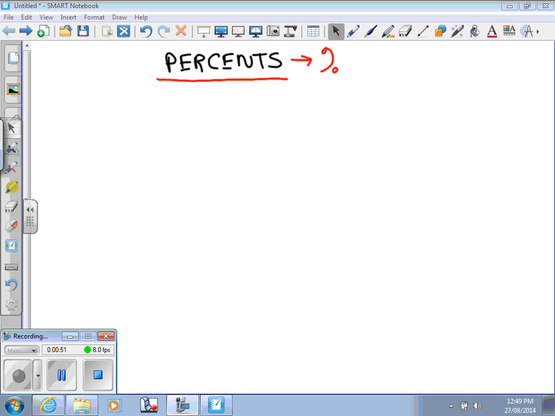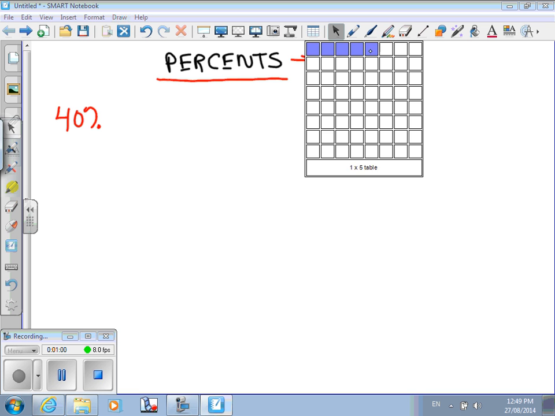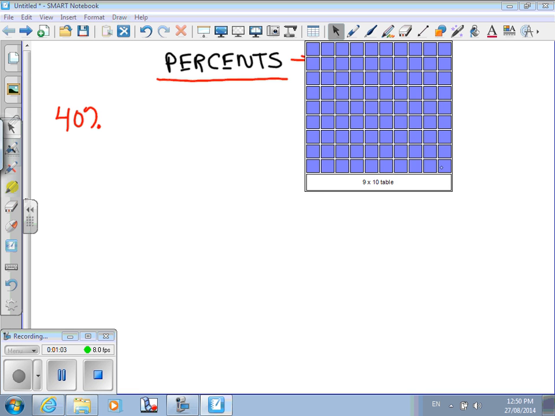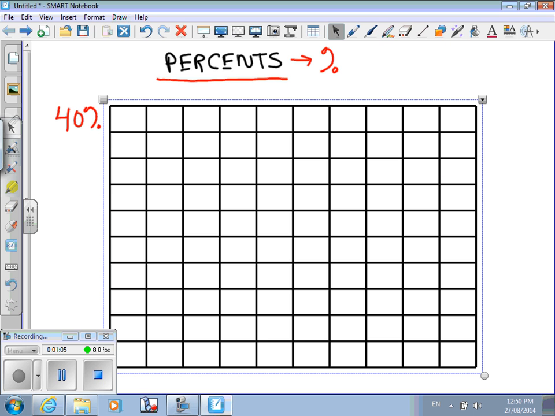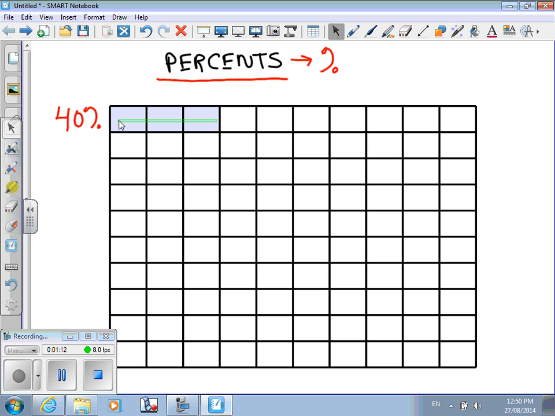To illustrate 40%, I can draw a 10 by 10 table. And in that 10 by 10 table, I would want to shade in 40 out of the 100 squares, so that when I say 40%, I'm referring to the 40 shaded in squares that are 40 squares out of a total possible 100.